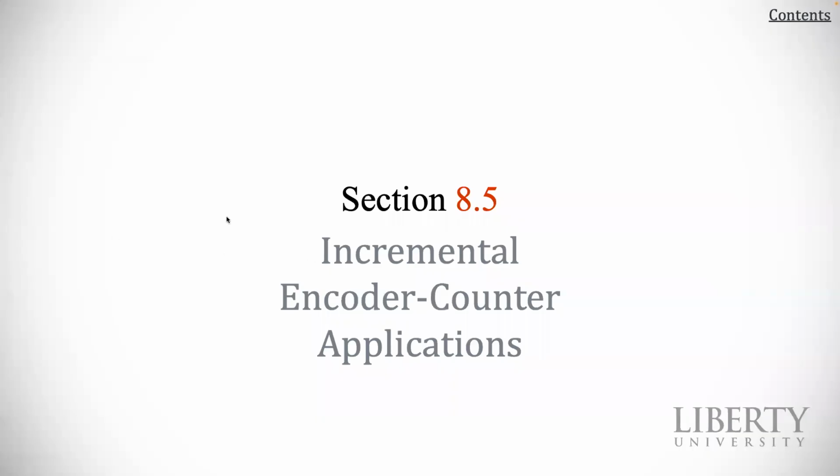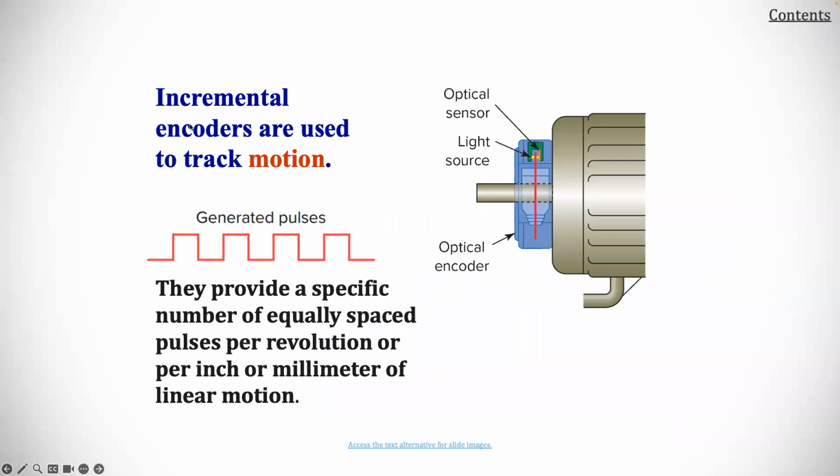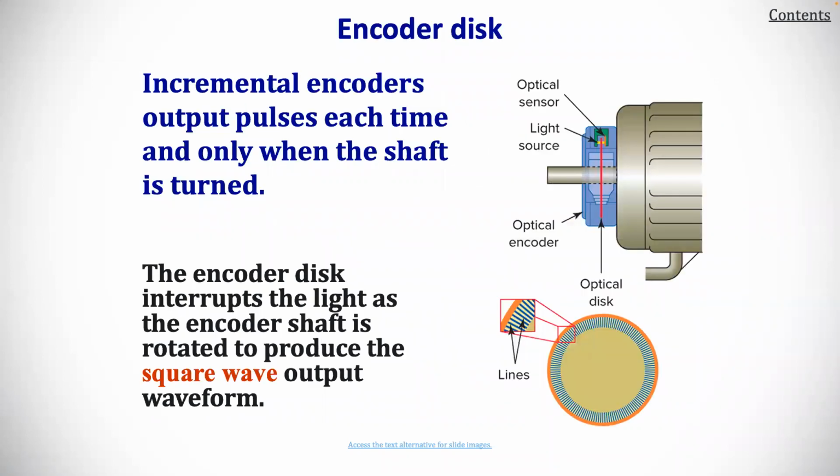So continuing on, let's talk about the incremental encoder counter applications. Incremental encoders are used to track motion. They provide a specific number of equally spaced pulses per revolution or per inch or millimeter of linear motion. Incremental encoder output pulses each time and only when the shaft is turned. The encoder just interrupts the light as the encoder shaft is rotated to produce the square wave output waveform.